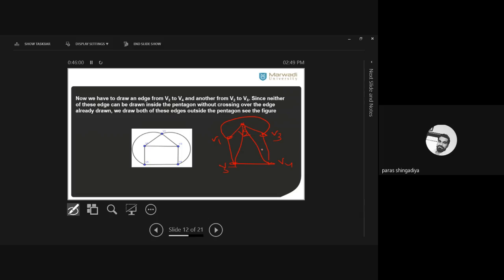Still the V1 to V4 connection is remaining and V2 to V5 is remaining, because we know that each and every vertex should be connected to each other. So there is the V3 and V5 connection and the V1 and V4 connection. These are the remaining ones here. So let's connect them in the next step.